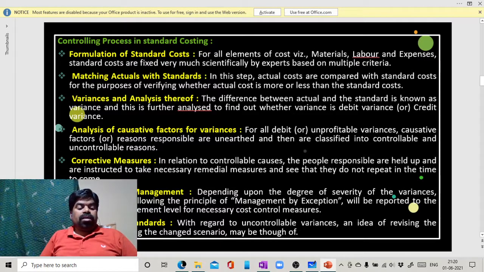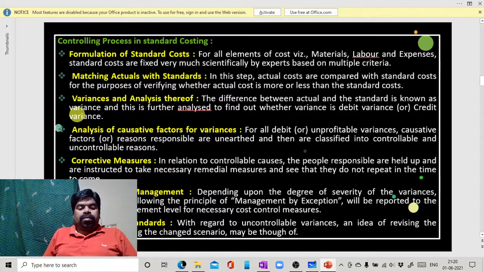So last one, revising the standards with regard to uncontrollable variances. An idea of revising the standards watching the changed scenario may be thought. So that's why revising standards also is most important, because which one is done, which one is not to be done, that is to be calculated.